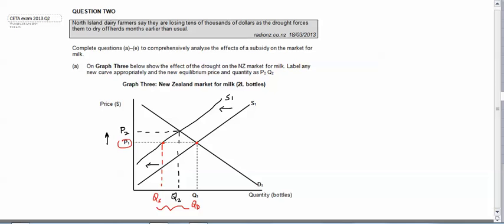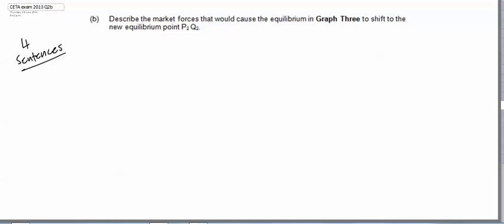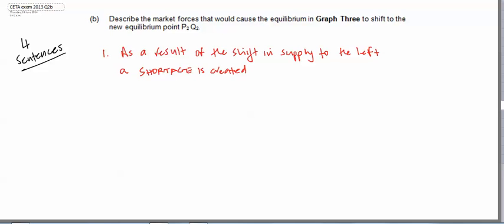So the very first thing that happens is, in our case, the first sentence is, as a result of the shift in supply to the left, a shortage is created.